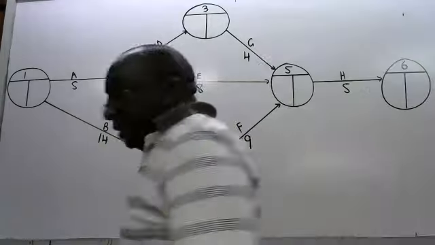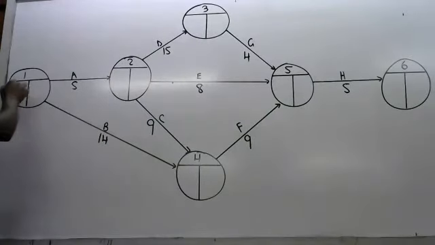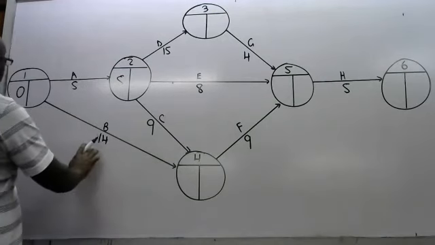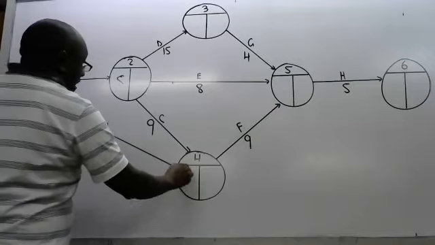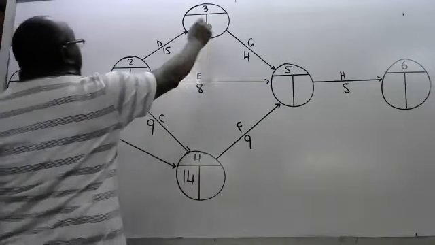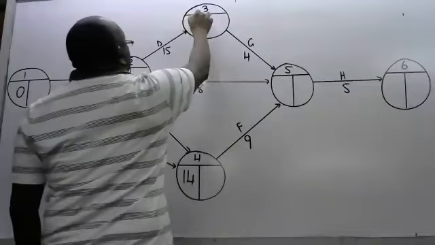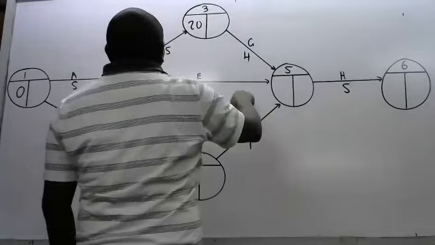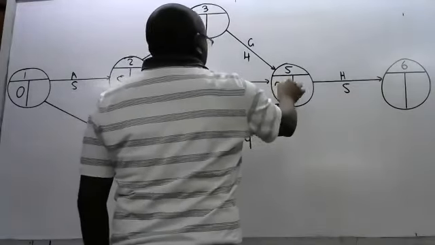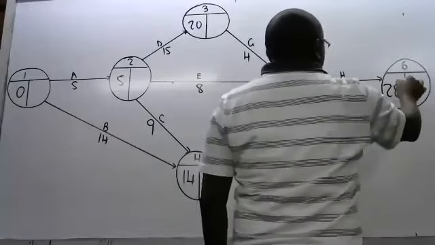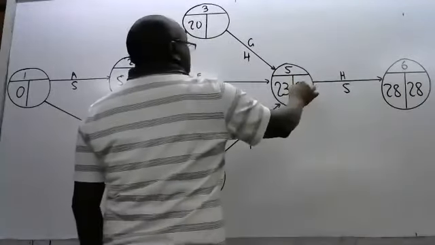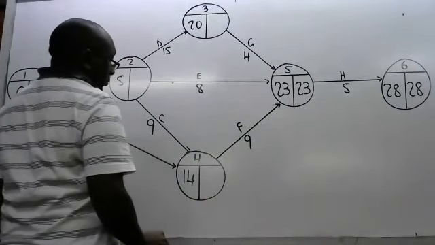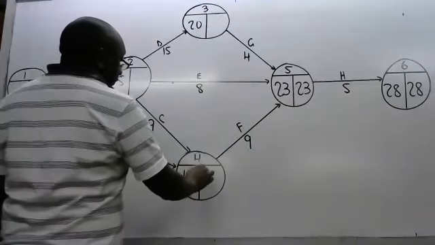So if we have agreed, let's then quickly do the forward. This is 0 plus 5, 5. This is 14. It's also 14 here. Then this is 20. Then if you add this one, it will be 23. So the highest here is 23. And this is 28. 28, this is 23 minus 9. You get 14.